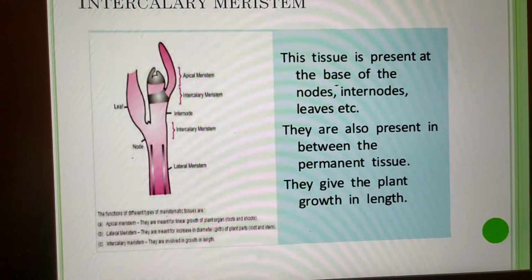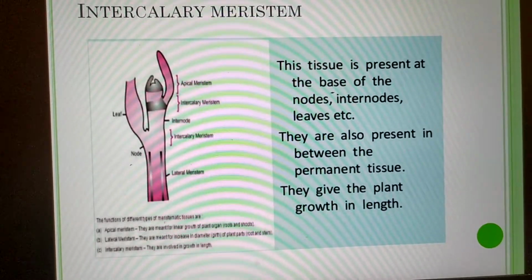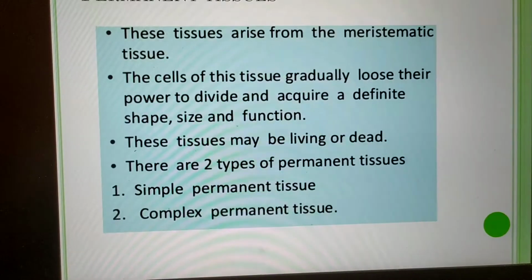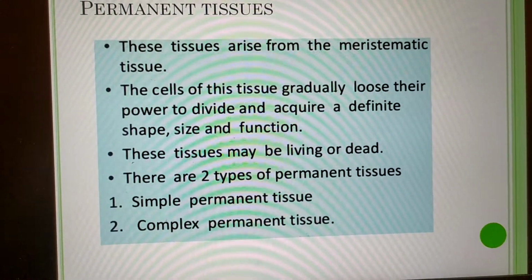So you need to study all these types of meristematic tissue. You need to know the specific position of these tissues as well as their functions. So now we will study permanent tissue, the second main type of plant tissues.